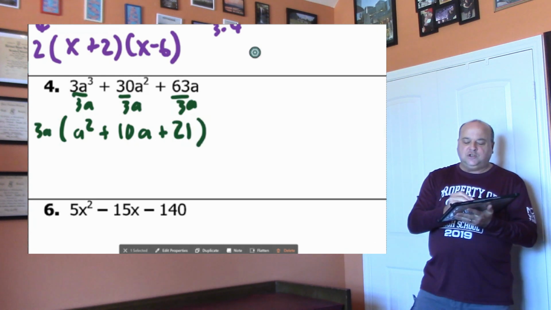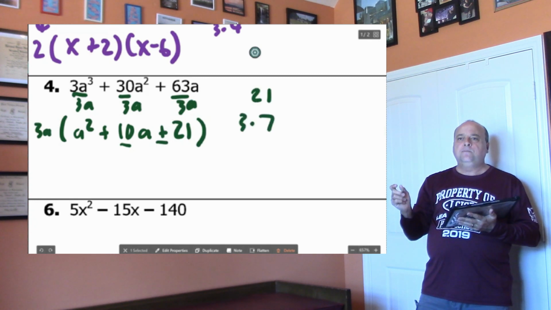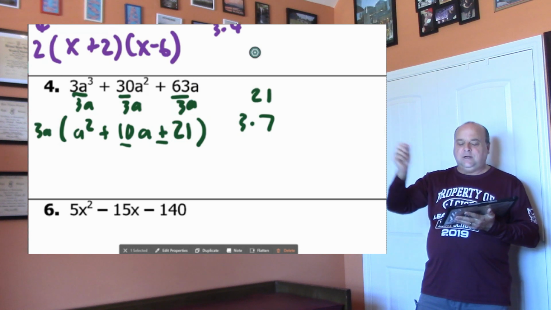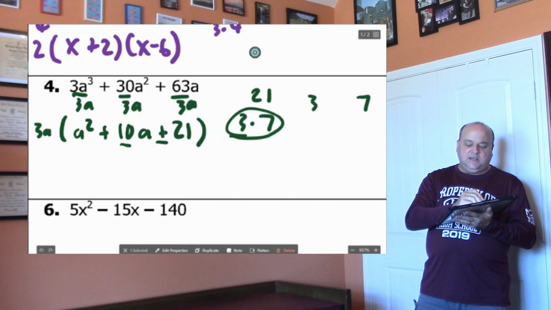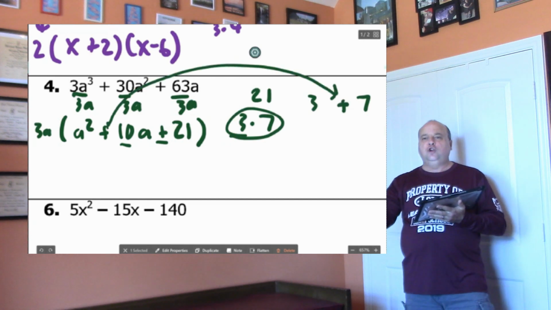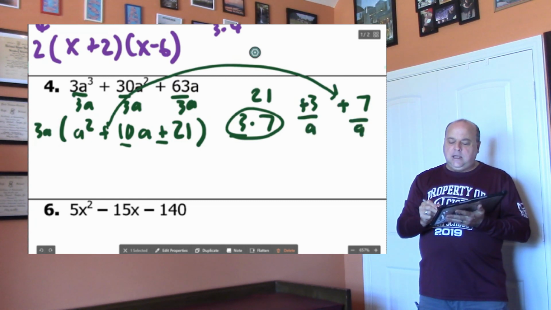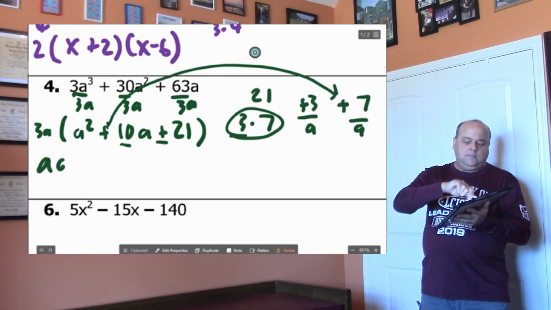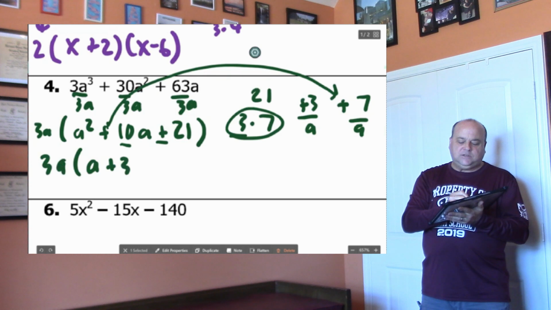Now I need the factors of 21 that add and give me 10, and I'm just going to go straight to it. That's going to be 3 and 7, isn't it? 1 and 21, 3 and 7. The 3 and 7 works. So I'm going to put 3 and 7 over here. And this middle sign is going to go to the plus. So what do you do to plus 7 to get to 10? You add 3. You're going to divide everything by A. And so we're going to get 3A parentheses A plus 3 and A plus 7.